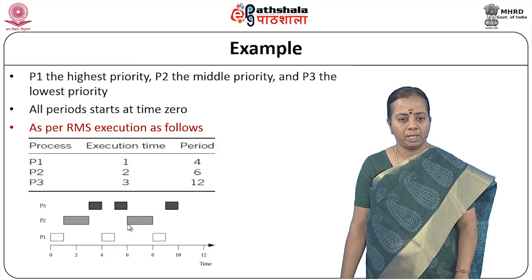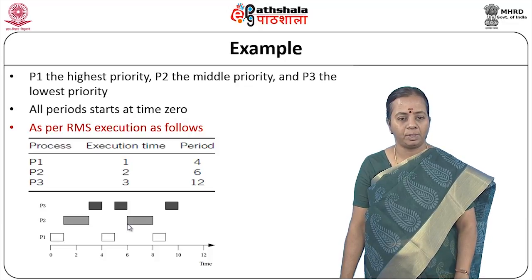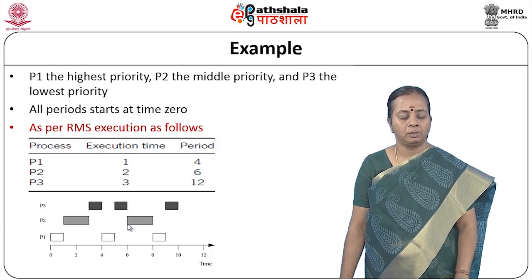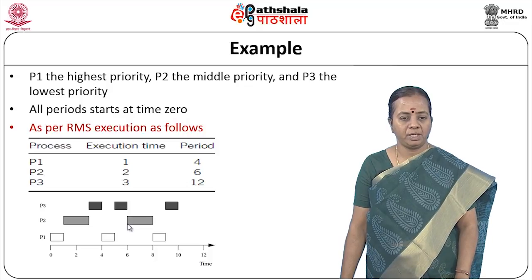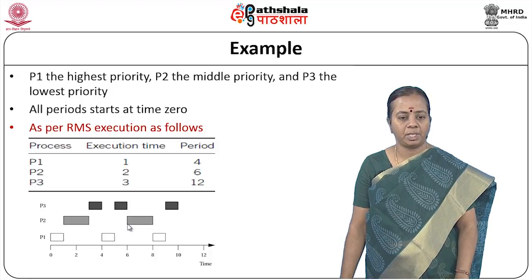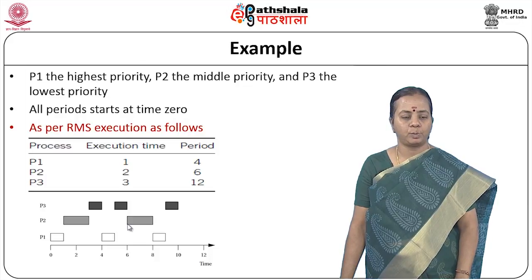So, for the next period, at 4 itself it starts execution, because nobody will preempt it. It will be given the first priority. Because of that, each and every time it starts a period, it gets scheduled. So, at 0, 4 and 8 it starts. Once this is over, P2 is given the next priority.